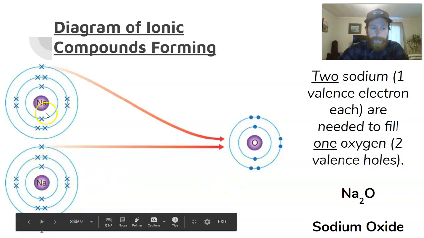Na2 because it took 2 sodiums for every 1 oxygen. And even though there's a 2 there, I'm still going to read this like we've been saying. I read the cation's name, sodium, and then the anion's name with the -ide ending, oxide. So Na2O, or sodium oxide.